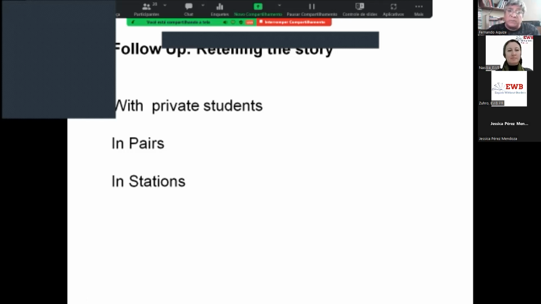If it's in pairs, then you have headings. One student talks about one heading, then it's the other student's turn to talk about the other heading, until you finish. If it's the questions, the same thing. One student asks a question, then the other one answers, or they ask each other.